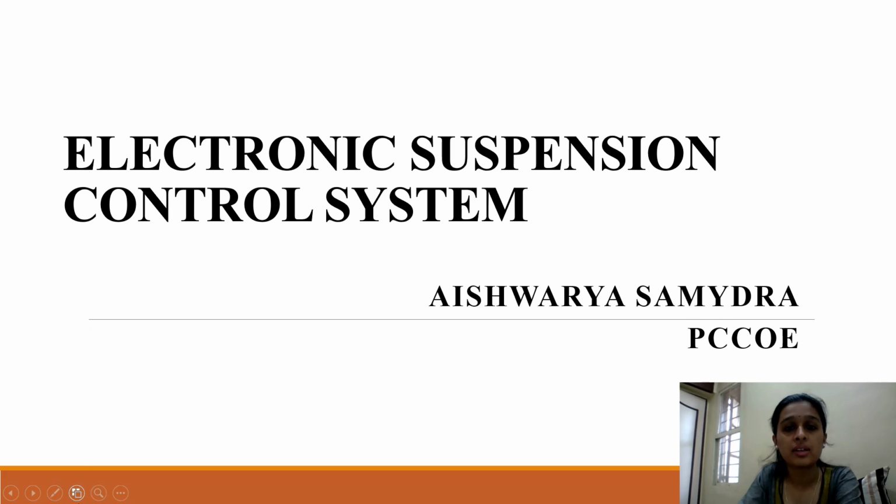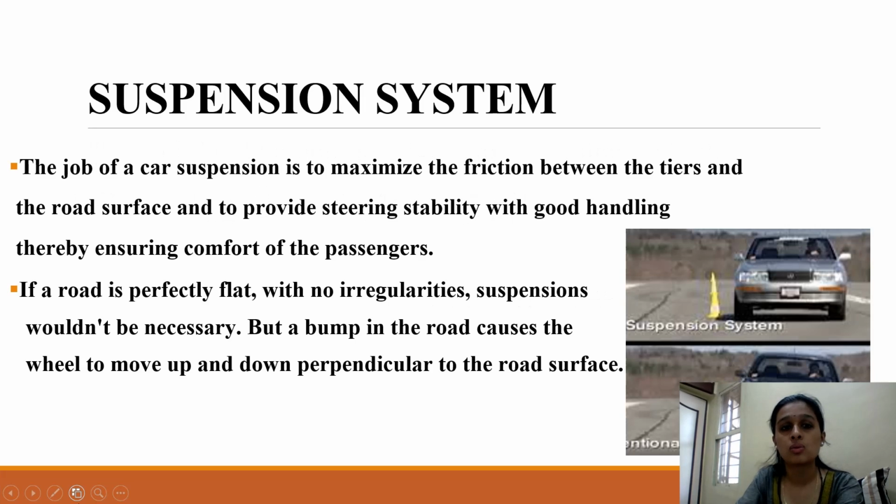Hello friends, today we are going to see the electronic suspension control system. So what is the suspension system? Basically the suspension system gives us a feel of comfort whenever the road conditions are irregular.